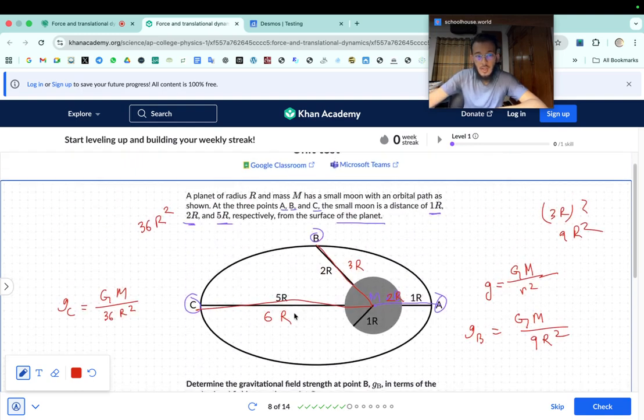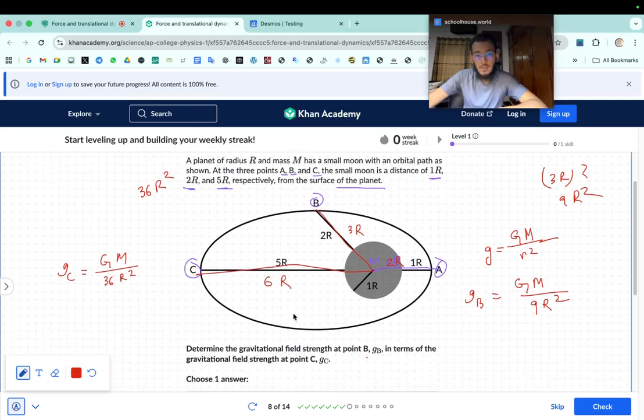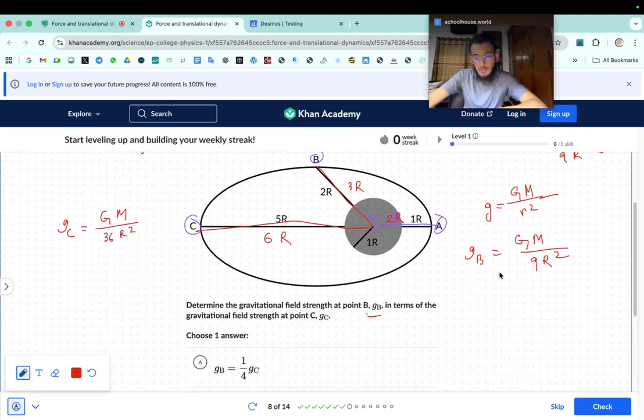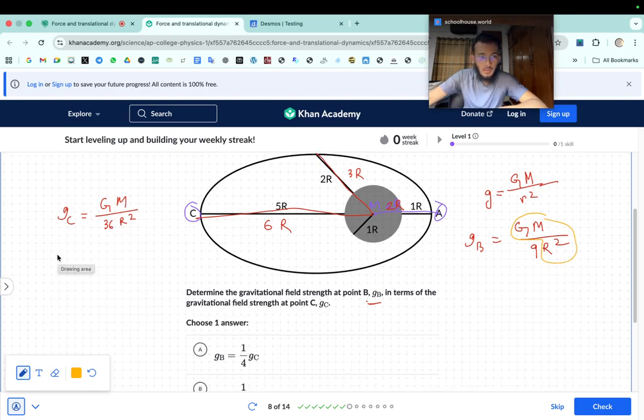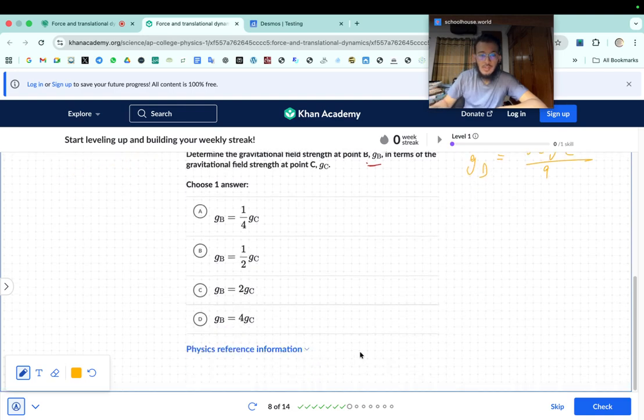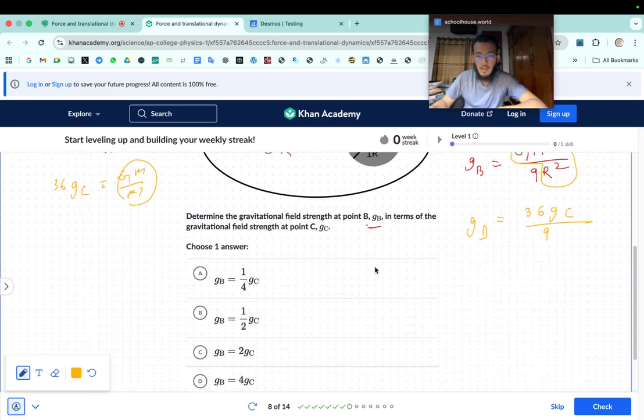All right, now they want us to find the value of gB, so we make gB the subject, and we can replace this thing, gM, by r squared. From here, 36 gC equals gM r squared. So we get 36 gC divided by 9. This is gB. So 36 divided by 9.